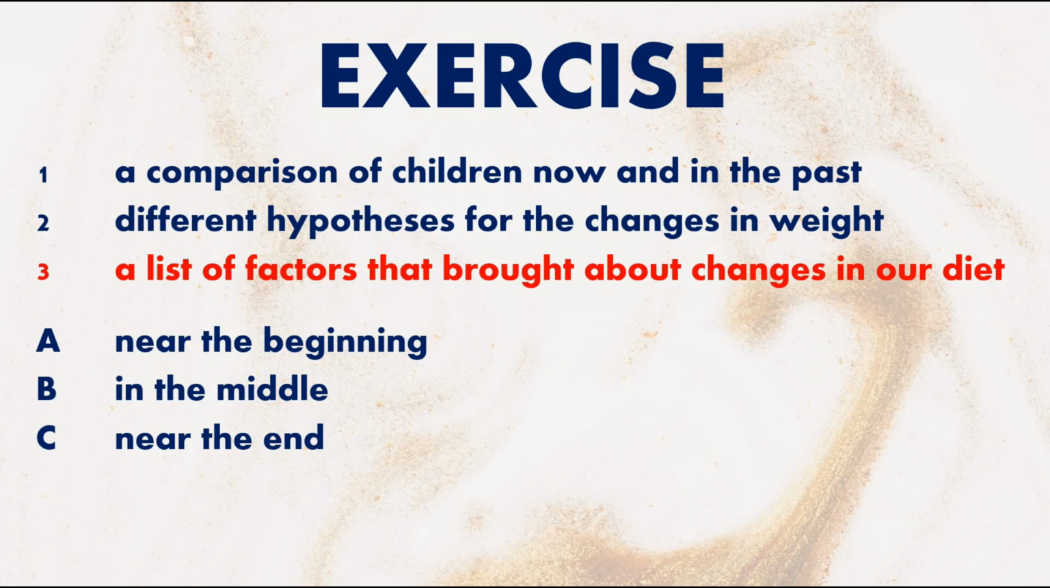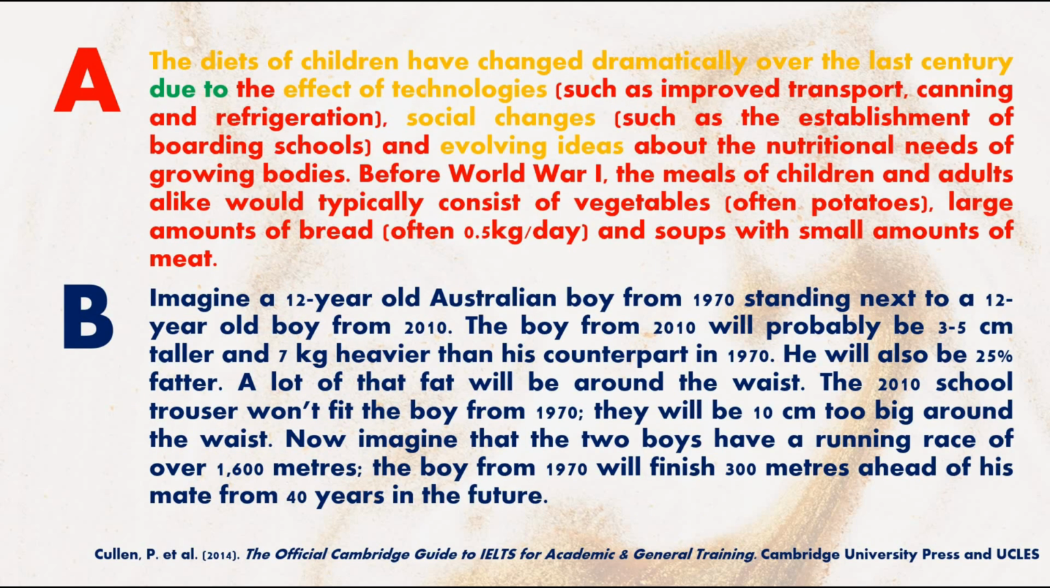Okay? So if you answered letter A, near the beginning of the passage, then you're correct. And the paragraph that is associated to this one is paragraph A. Okay? That means the list of factors we're talking about can be found in paragraph A. So again, that's paragraph A, which I've highlighted in red, and then in yellow are the details that show why A is the best paragraph for that. So we have the diets of children have changed dramatically over the last century due to effect of technologies, social changes, and evolving ideas. So again, there are 3 factors.